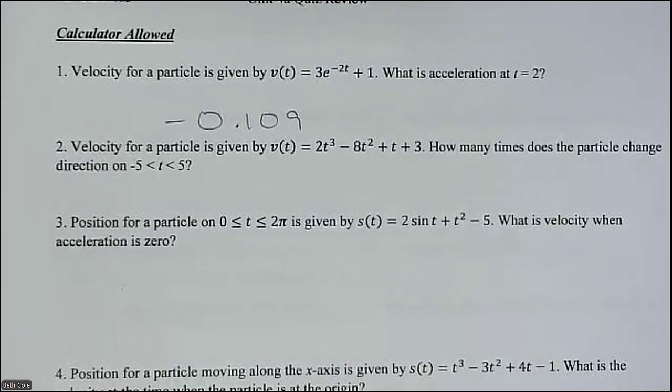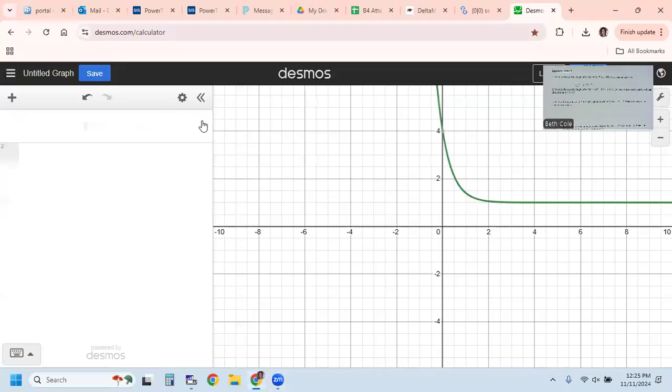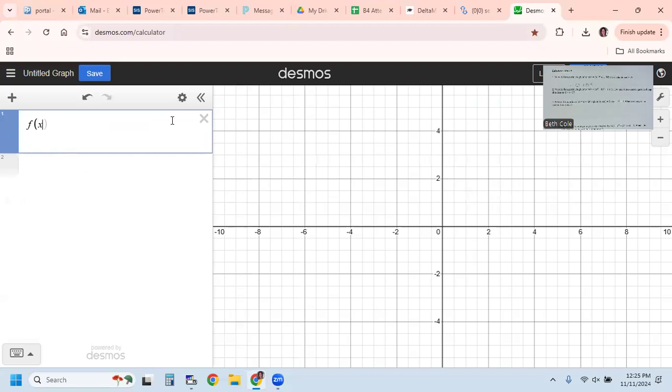Number 2, what did they give us? Velocity. How many times, so not what are they, but how many times does the particle change direction? Again, we're going to go and type that in. So clear out what we just did. And again, I would just write f of x because it has to be x's instead of t's.